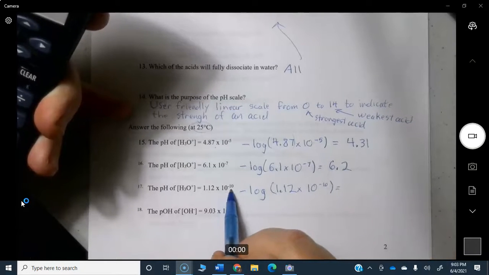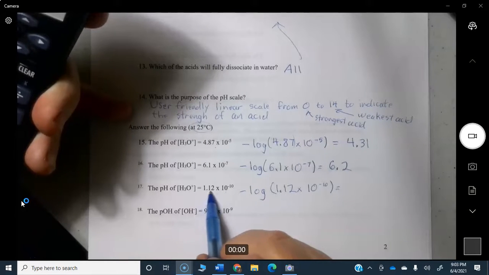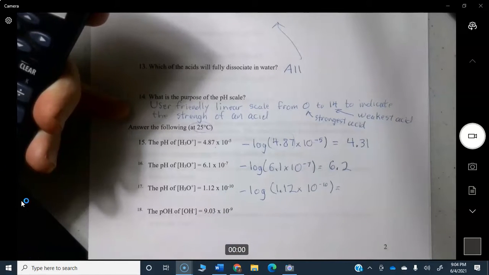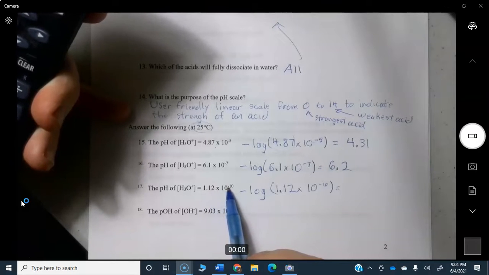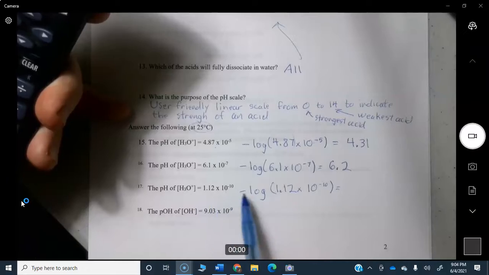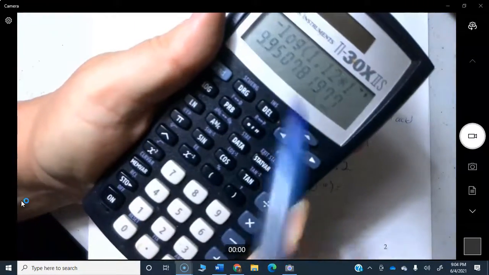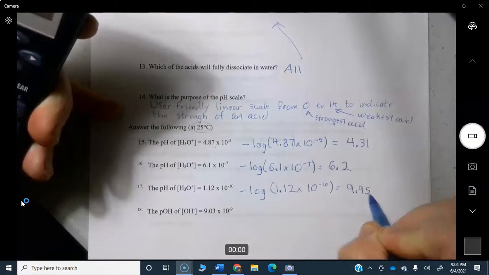Okay, so 10 to the minus 10 is going to be a pH of 10. This is only a little bit stronger, right? 1.12 is only a little bit bigger number than 1 times 10 to the minus 10. So it's going to be a pH below 10 because it is stronger than a pH of 10. It's going to go more toward the acid end, down towards 0, but not very much. So we'll probably guess 9.9. And there it is, 9.95. I don't care how many decimal places you go to, it's not important.